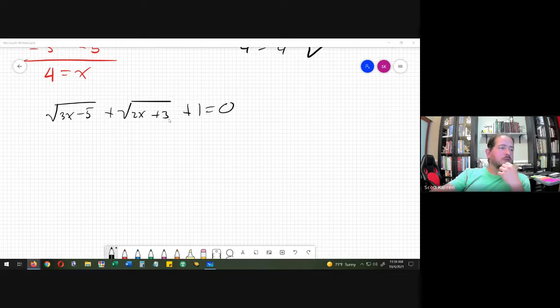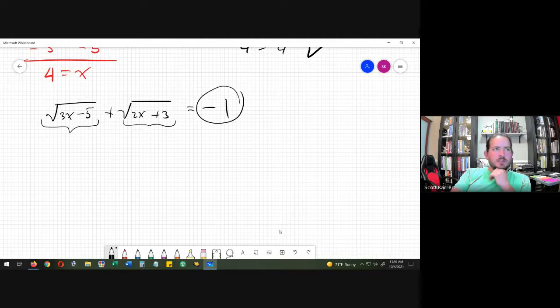Let's do this one. The reason that I can see that right from the get-go, if you're interested, is if I subtract 1 to the other side, this is the positive square root of something. That's the positive square root of something, and now it's equal to a negative number. So it doesn't work. This will have no solutions.